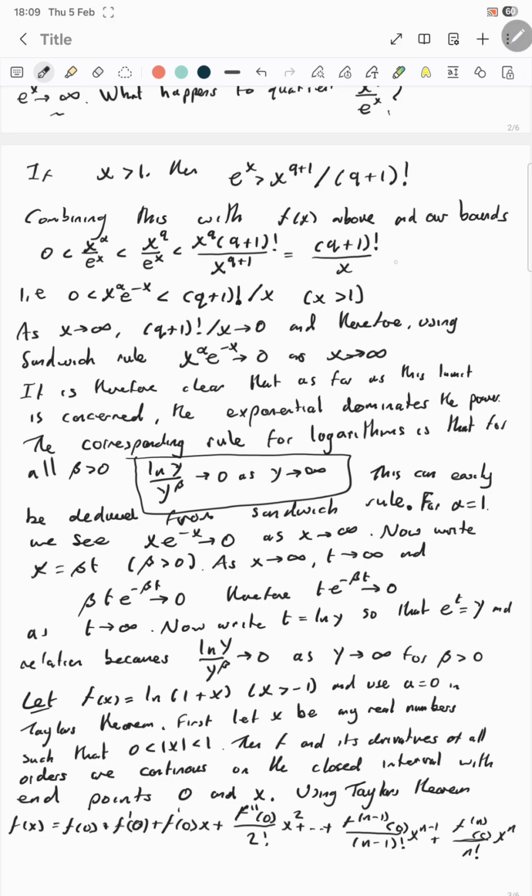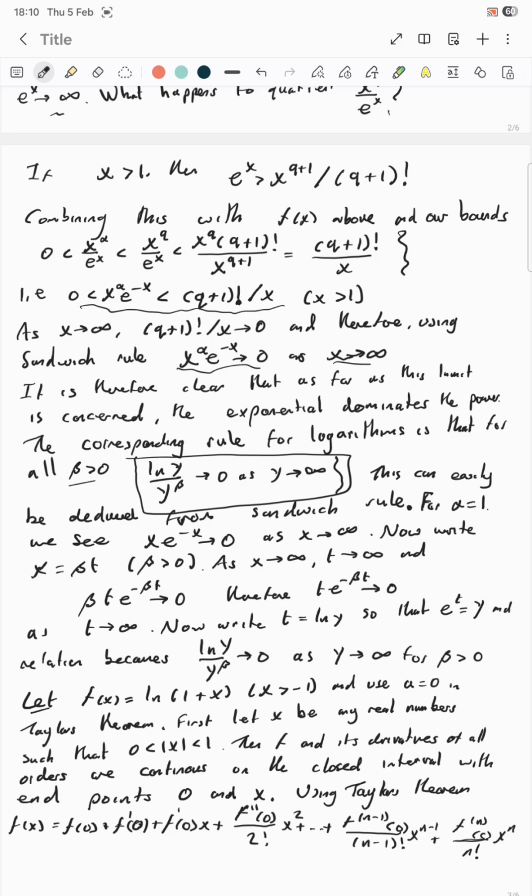Combining this with the expansion of f of x above and along with our bounds, we get this, i.e. this for x greater than 1 as x goes to infinity. Now (q plus 1) factorial over x goes to 0, and therefore using the sandwich rule, this too must go to 0 as x goes to infinity. It is therefore clear that as far as the limit is concerned, the exponential dominates the power. The corresponding rule for logarithms is that for all beta greater than 0, we get this relationship within this box. This can easily be deduced from the sandwich rule for alpha equals 1.